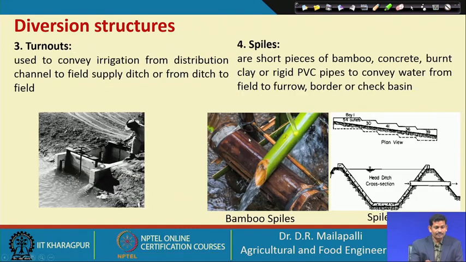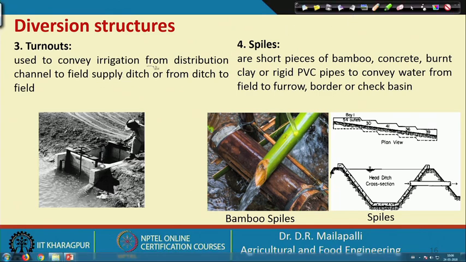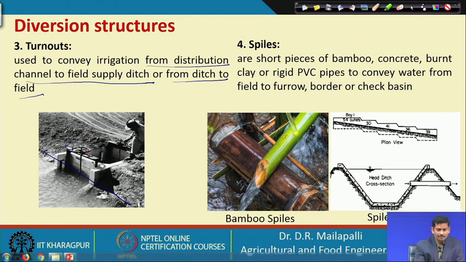And then next are the turnouts. Turnouts are used to convey the irrigation water from a distribution channel to the field supply ditch, or from the ditch to the field. Here the water is accumulated. When you require water, just open the valve, and the water will enter through this junction box, and from there is another gate. If you open that gate, the water will go to the fields.